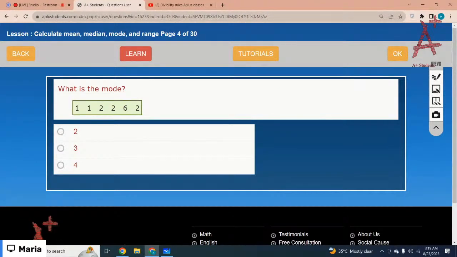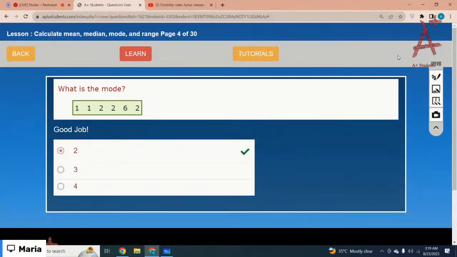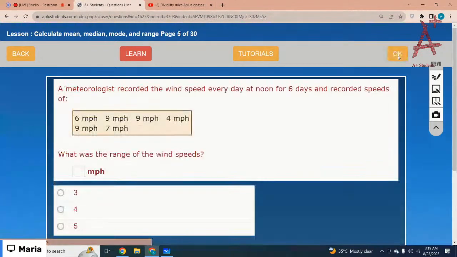Okay, the next one is: what is the mode? Which is the number that appears most of the time in the data? The correct option is 2. 2 appears 3 times, so 2 is the mode of the given data. The number that appears the most often is the mode value. So 2 is the mode.